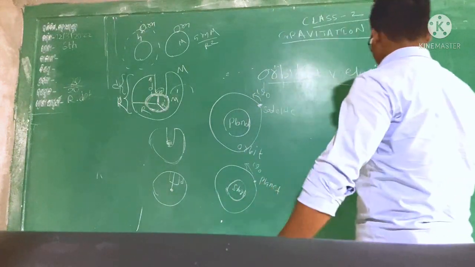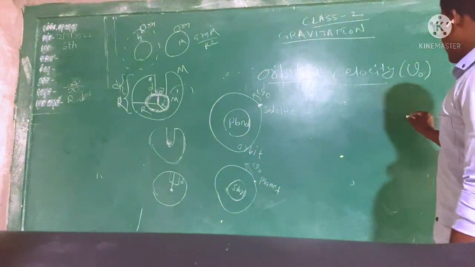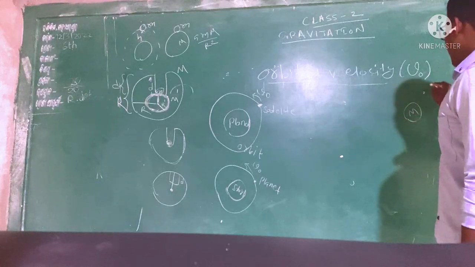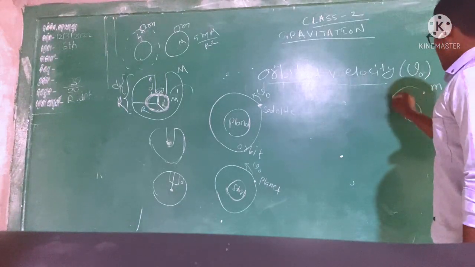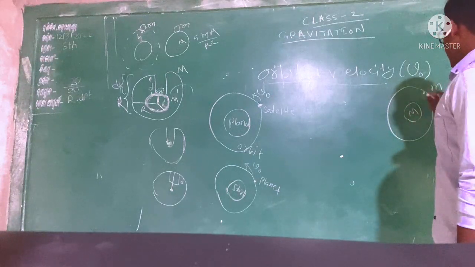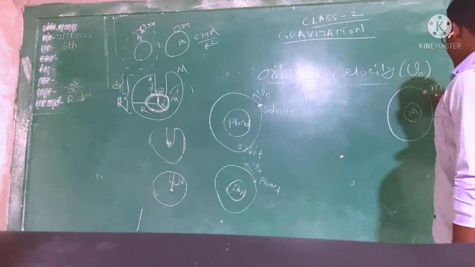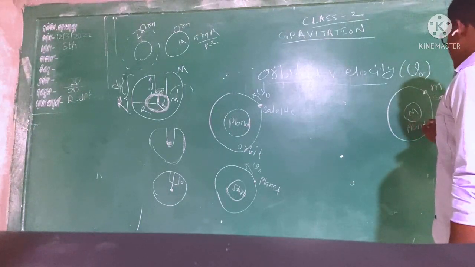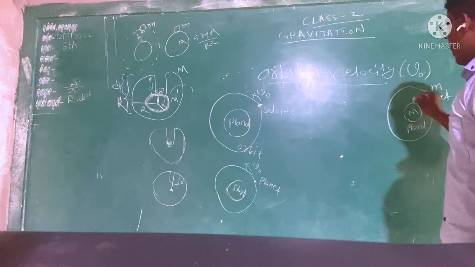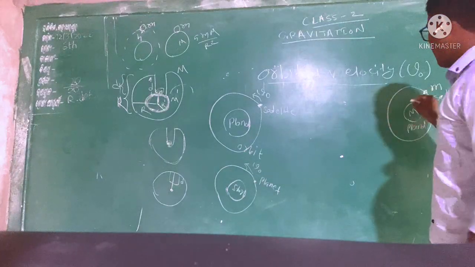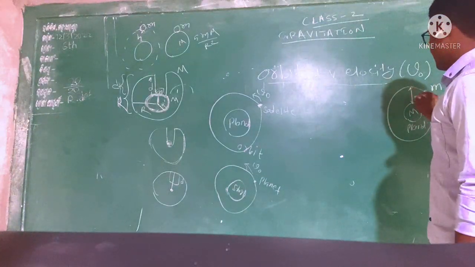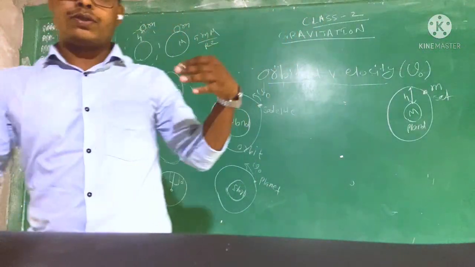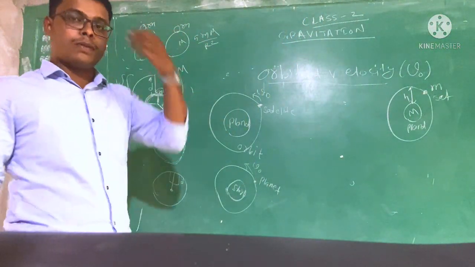Okay, so let us consider a planet of mass capital M and a satellite of mass small m revolving around it. This is the satellite and this is the planet. So let us consider a satellite revolving around the planet in an orbital path which is at a height h.